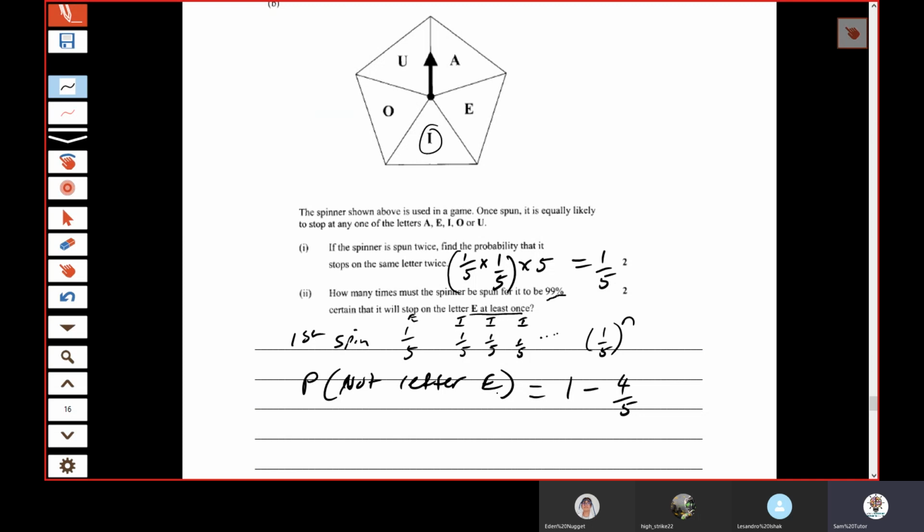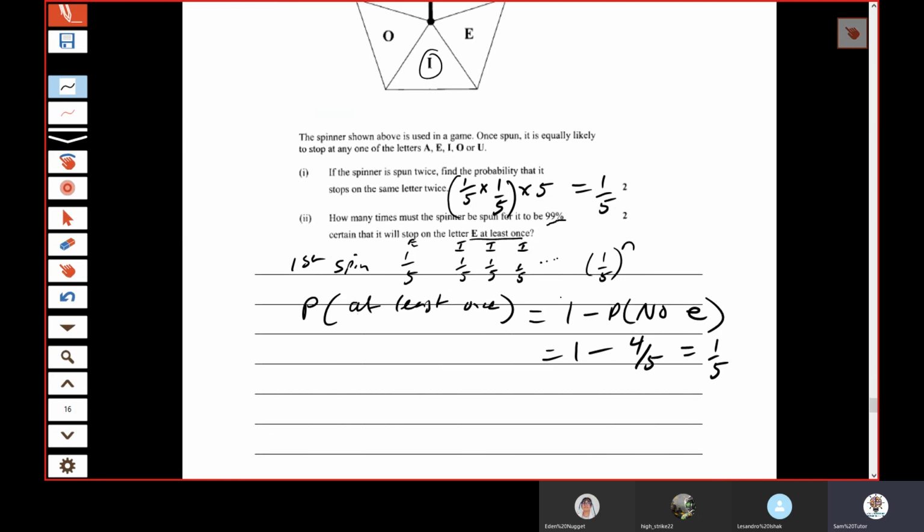Not letter E is 1 minus the probability of not letter E. Sorry, what am I saying? Probability of at least once is equal to 1 minus probability of no E. That means 1 minus 4 over 5, which is what I had written, which is 1 out of 5.